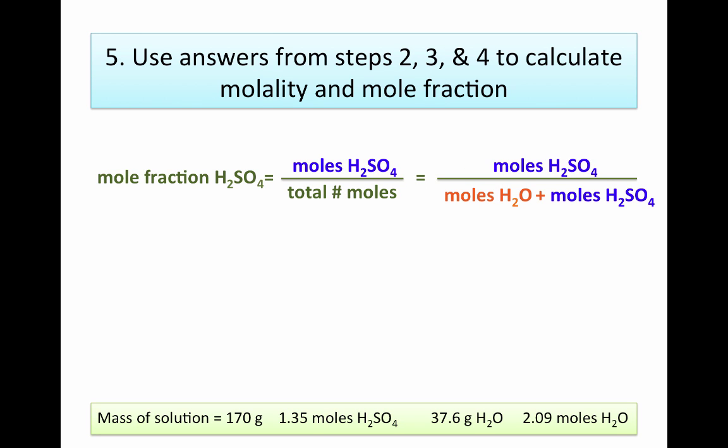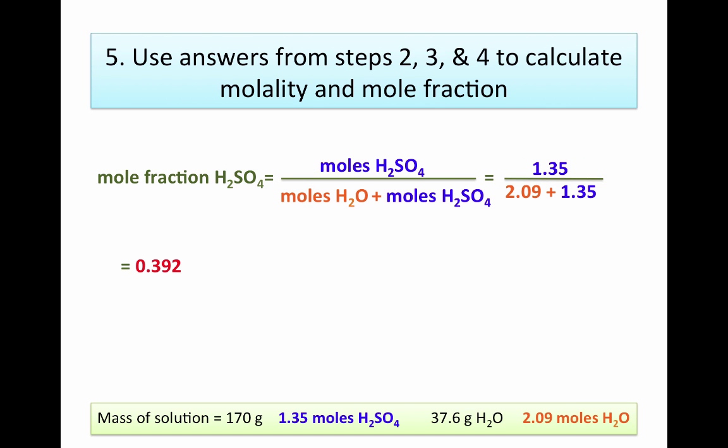The mole fraction of sulfuric acid is the number of moles of sulfuric acid divided by the total number of moles. Again, in the solution we have two sorts of molecules. We have water molecules and we have sulfuric acid molecules. So the total number of moles is the moles of sulfuric acid and the moles of water added together. So we have all that information down on the bottom of the screen. Let's plug it in. We have 1.35 moles of sulfuric acid. We have 2.09 moles of water, and that gives us a mole fraction of 0.392.